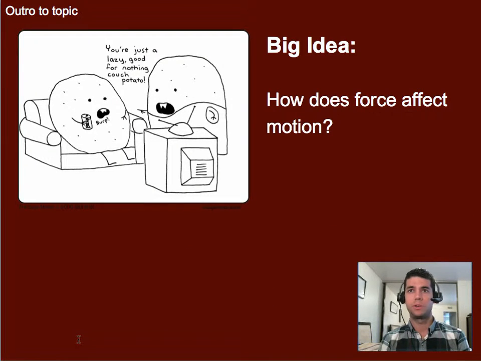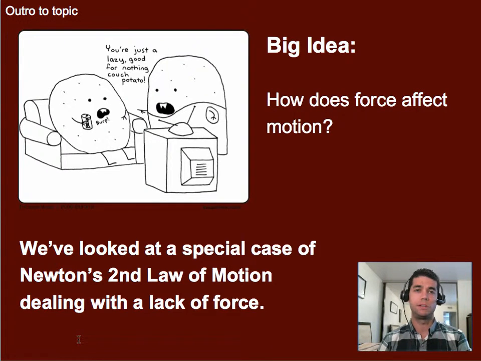So the big idea we have been working towards is how does force affect motion. And in this unit, and really lately, we've been looking at a special case of Newton's second law, dealing with zero net force, or a lack of force, rather than the presence of force. It might seem like we're going backwards, but it's really just figuring out things that we had studied before about constant velocity and re-looking at them with the lens of forces in mind.